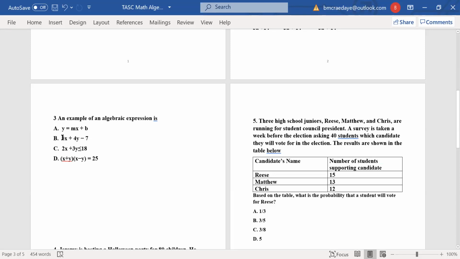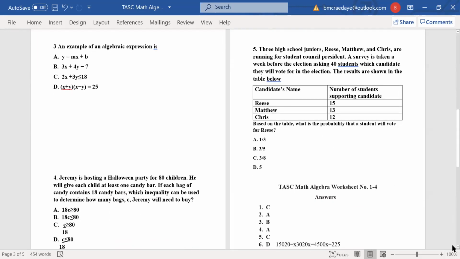But they do have terms. That's a term, that's a term. It has 3 terms. The terms could be variables. It could be a combination, like here, this is a constant and a variable, and this is a constant. So that's the difference. You know the difference between an expression and an equation or an inequality. Okay, let's go to number 4.